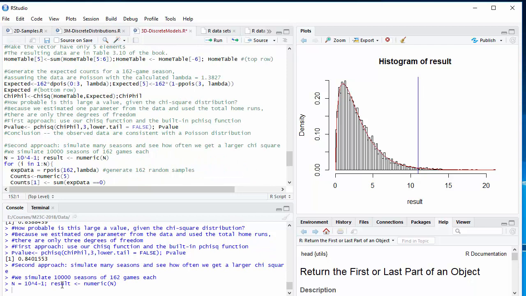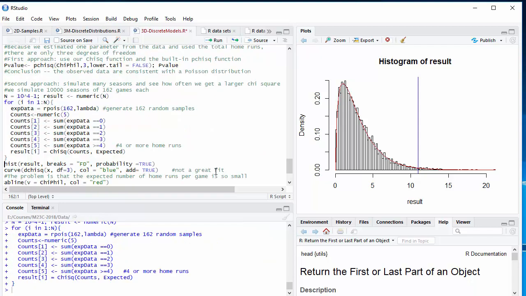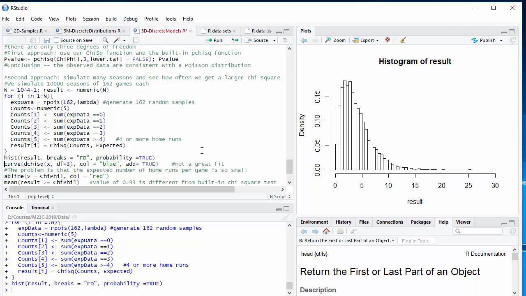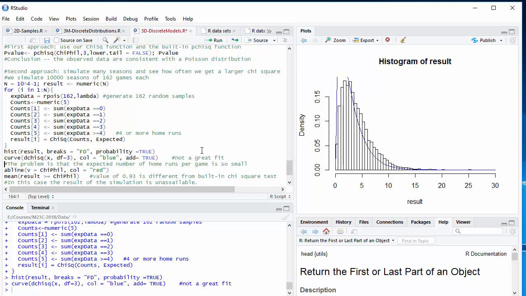A second approach is we can simulate a 162 game season 10,000 times, generate home runs from the Poisson distribution, sum up the number of occurrences of 0, 1, 2, 3, or 4 or more home runs, and then use our chi-squared function to compare the actual count of home runs with the expected count, make a distribution of the result, compare it with the chi-squared function, and here we don't have this beautiful fit.